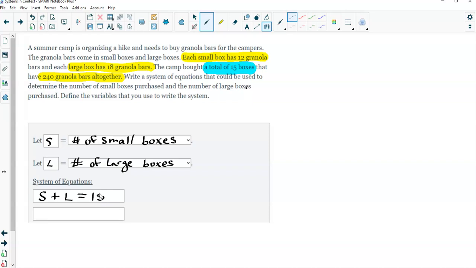See that? And then the small boxes has 12 granola bars. So 12 per small plus 18, the large, should equal a total of 240 granola bars. And there is your other equation, okay? So there are my two equations and my variables, all right?